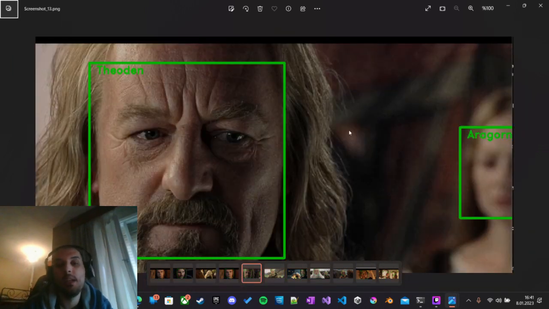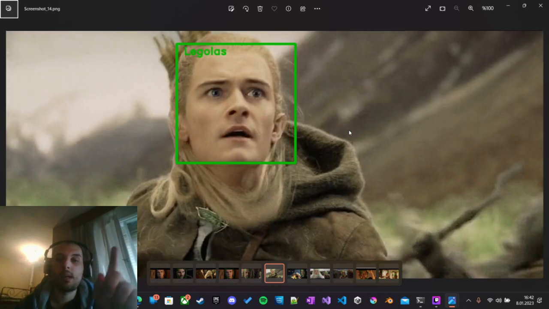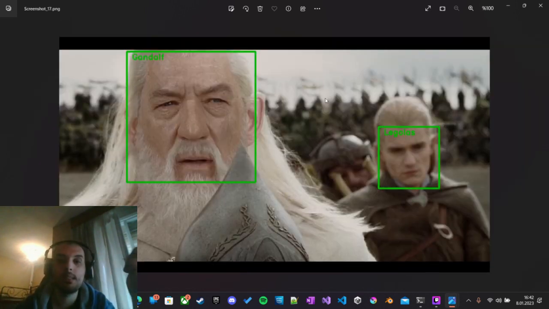Here Theoden is correctly classified, but it thinks that the face in the background is Aragorn. The distance is too high, so it will be removed in the future, by which I mean by the threshold. Legolas is correctly classified. Aragorn is correctly classified here, but there is a second Aragorn label. The cascade classifier thinks that there is another face on the orb, and my algorithm thinks that it is Aragorn. The thresholding will solve that too. Gandalf and Legolas are correctly classified. Gollum is correctly classified.